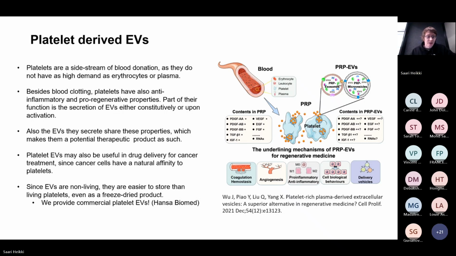And platelet EVs might also be especially useful in carrying drugs for cancer treatment, because cancer cells have this natural affinity to platelets. They are dependent on the growth factors and angiogenetic properties of platelets. So some researchers try to make use of this. And since EVs are non-living, they are easier to store than living cells like platelets.